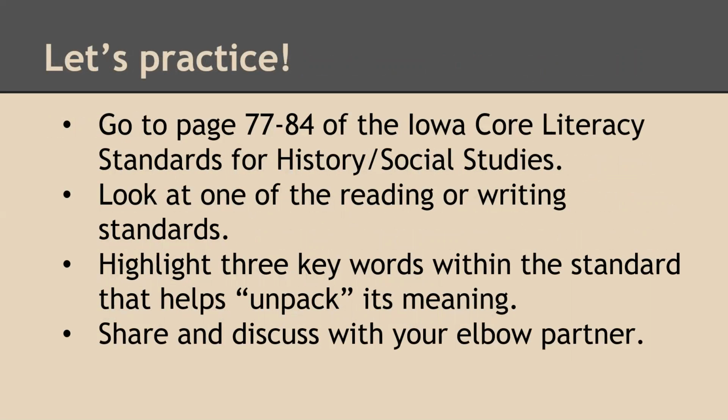So, building off of that initial unpacking of that particular standard, we would like you to now go to pages 77 through 84. This is a section of the standards that deals specifically with history and social studies. Choose one of the reading or writing standards different from the one you just did, and highlight those three key words within the standard that help unpack its meaning. If you're doing this on your own, think about how those three words help unpack that particular standard. And if you're doing this with a small or large group, share what you have highlighted with your elbow partner to think about whether that unpacking is helpful and what this particular standard that you've looked at would look like in a social studies classroom.